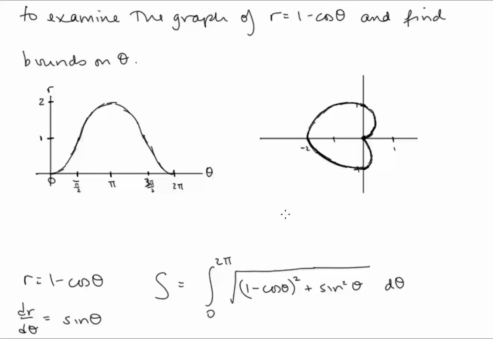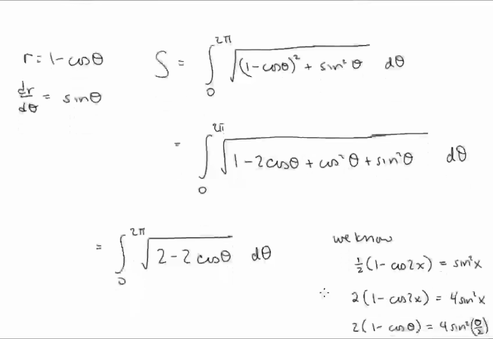So remember that inside our radical we're going to have r squared plus dr d theta squared. So r is equal to 1 minus cosine theta, and then dr d theta is then positive sine theta, so that goes here, sine square theta. And so now to integrate, we'll see if we can simplify what's under the radical. Multiplying out here, we have 1 minus 2 cosine theta plus cosine square theta plus sine square theta. And that's great, that gives us a positive 1. So now we have 2 minus 2 cosine theta.